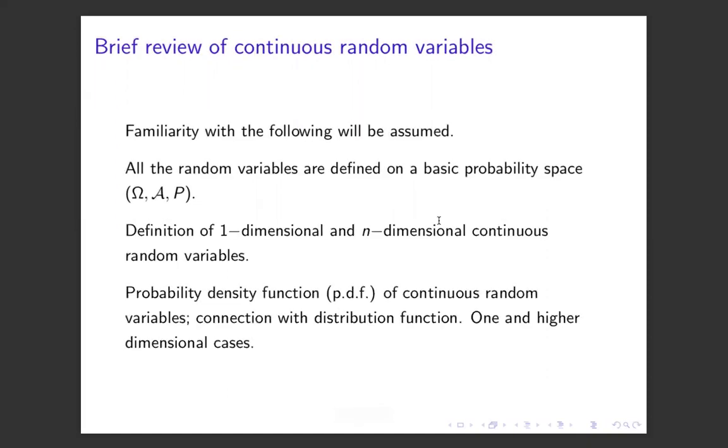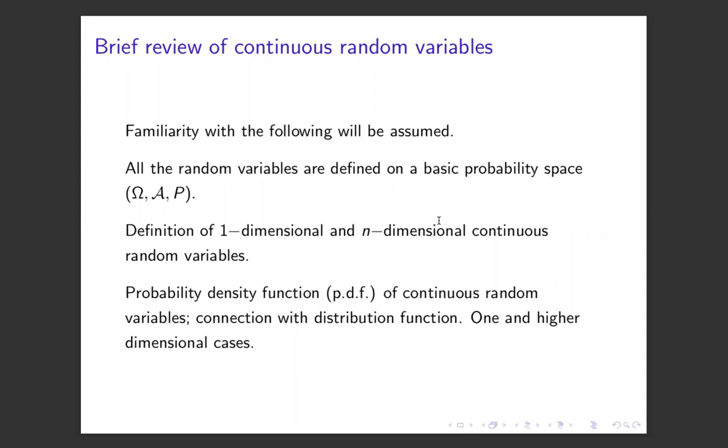So all the random variables are defined on a basic probability space, which we shall denote by omega, script A, P. So omega is the basic sample space, that is the set of all possible elementary outcomes. And script A is the appropriate sigma algebra of events. This will differ from problem to problem, situation to situation, and so on. So those things you already know. And P is the probability.